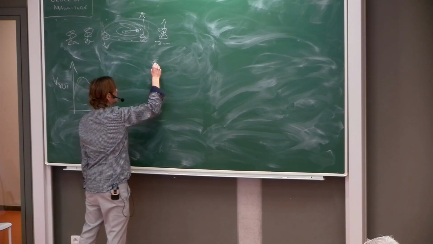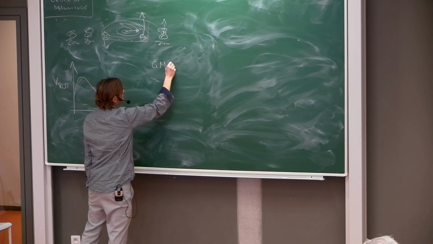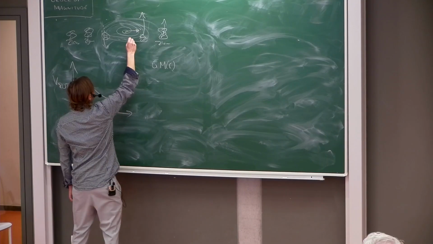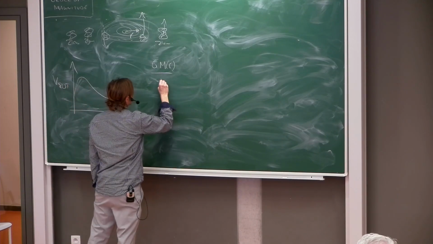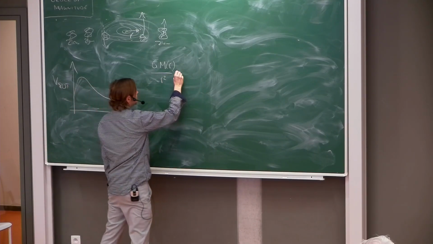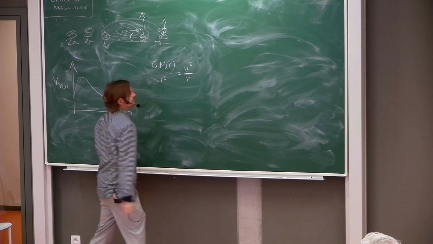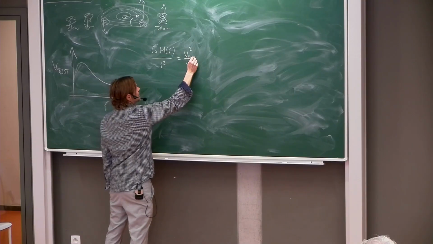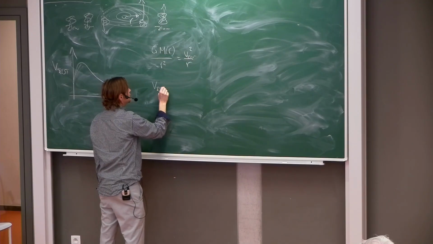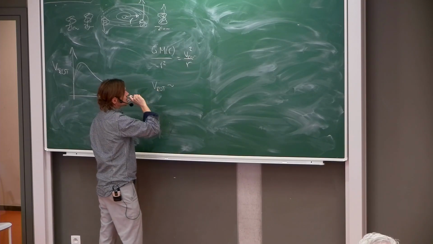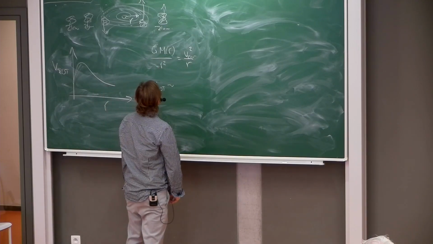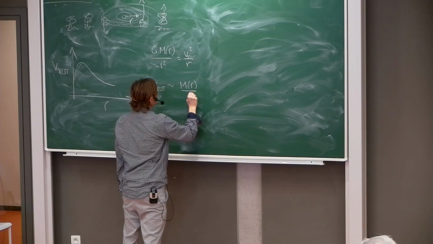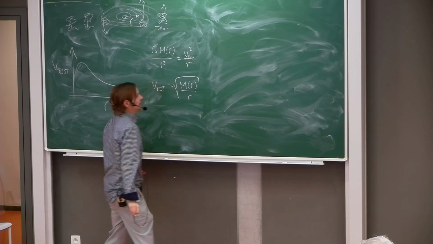But here you have your G, and then you have your M enclosed within a certain radius r here, right? Over r squared, and that's balanced by the centripetal force, yeah? So this would be the rotation here. So you can see that the rotation is going to be proportional to the square root of the mass enclosed by that radius divided by r, yeah?